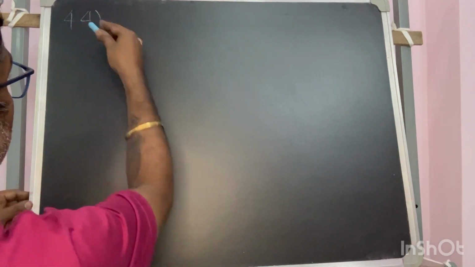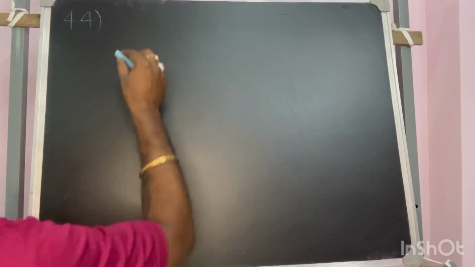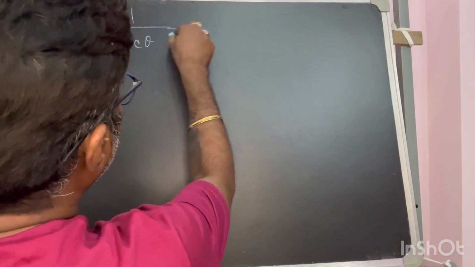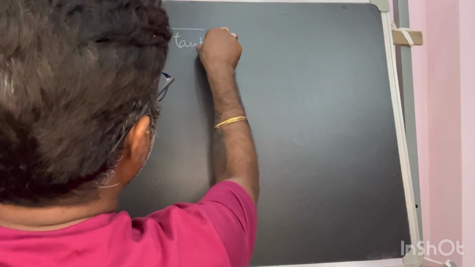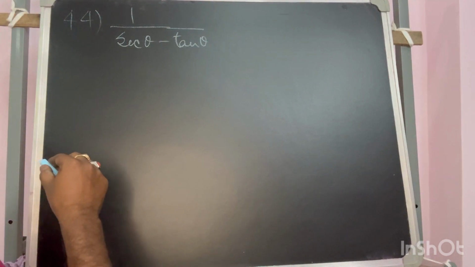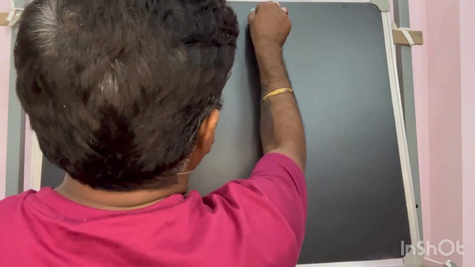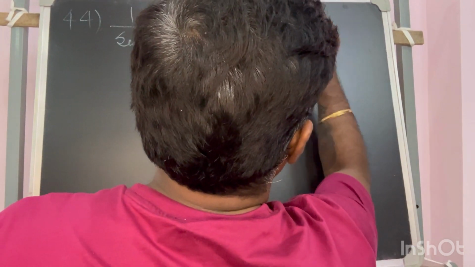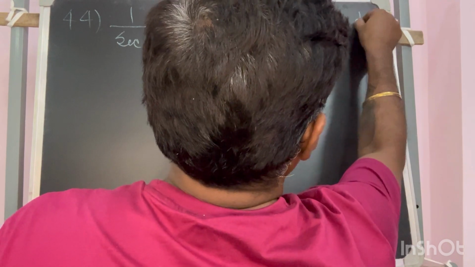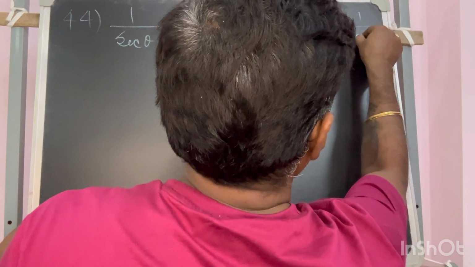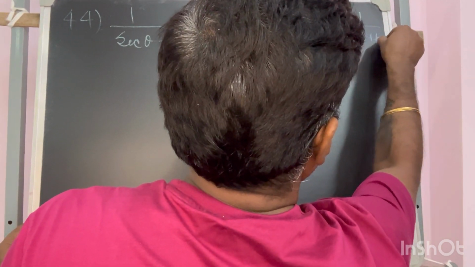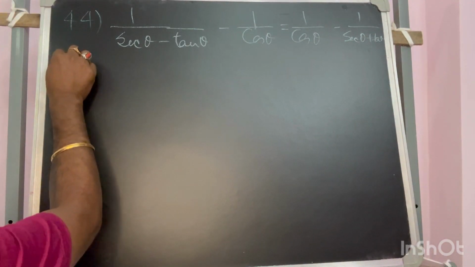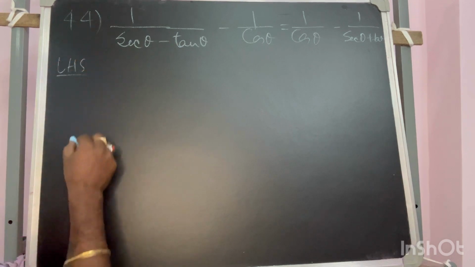Okay, so problem 44 says 1 by sec theta minus tan theta minus 1 by cos theta equal to, you have to prove, minus 1 by sec theta plus tan theta. This you have to prove. So let me start from the left hand side.